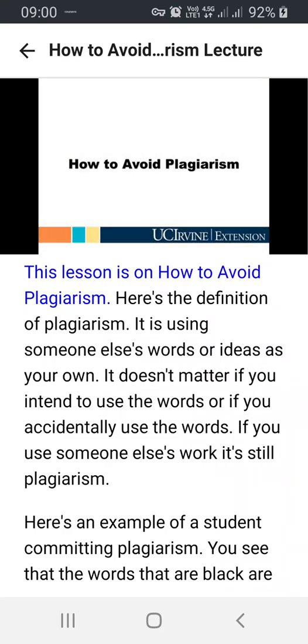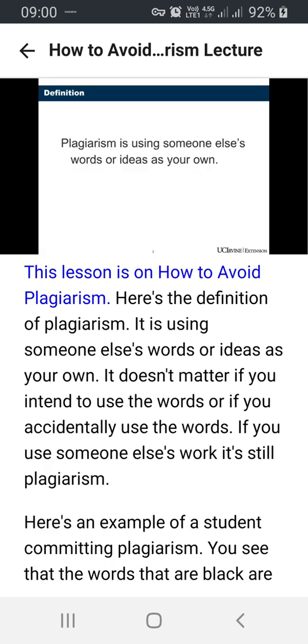This lesson is on how to avoid plagiarism. Here's the definition of plagiarism. It is using someone else's words or ideas as your own. It doesn't matter if you intend to use the words or if you accidentally use the words. If you use someone else's work, it's still plagiarism.